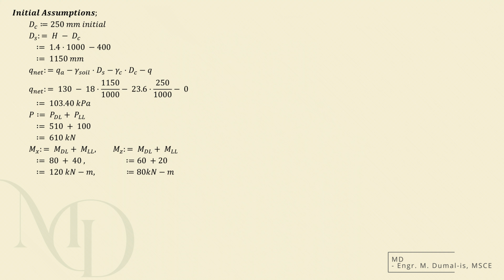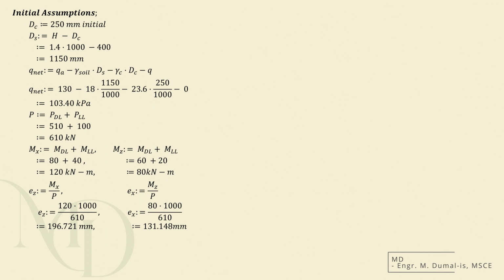We now begin our calculation. The first step is to assume the slab thickness. Let's start with a small value of 250 mm. Using this, we can compute for the depth of soil denoted as d sub s. After that, we'll determine the net soil bearing capacity. Once these are known, we'll proceed to solve for the allowable load combinations for both the axial force and the bending moments. Once we have the allowable loads, we'll use them to compute the eccentricity along both the x-axis and the z-axis.